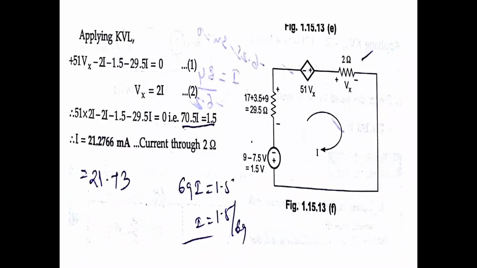Just 51, 1. Vx is 2i. Why is Vx 2i? What is V? I into R. But here I is not given, I is to be found out, R is given. That is 2 into I. 2i as it is, 1.5 as it is. 29.5i equals 0. You get the value 16 and I equal to 1.5, I equal to 1.5 by 69. You get 21.73.